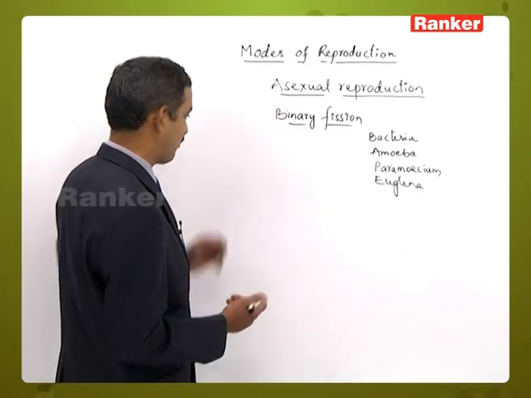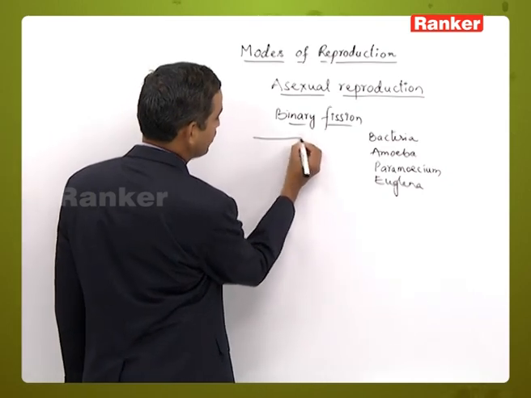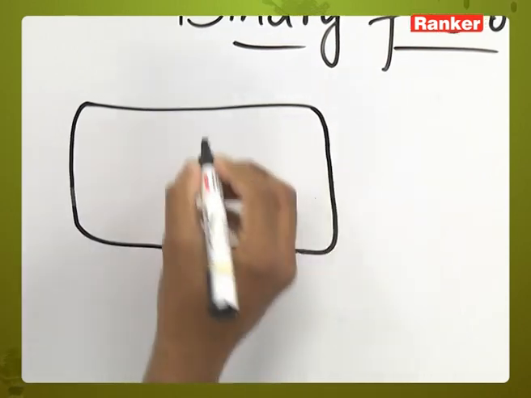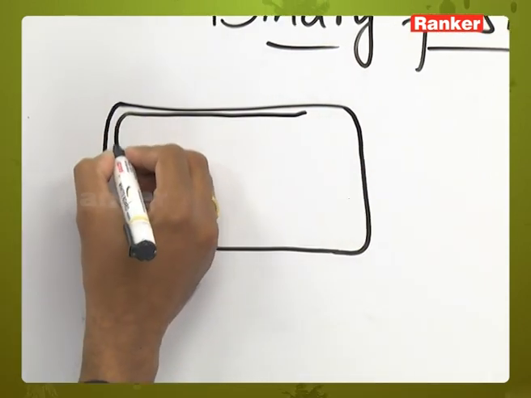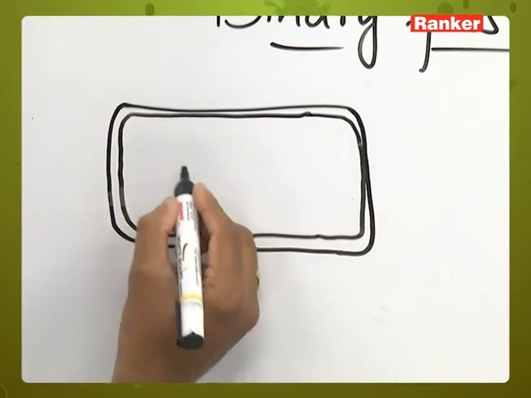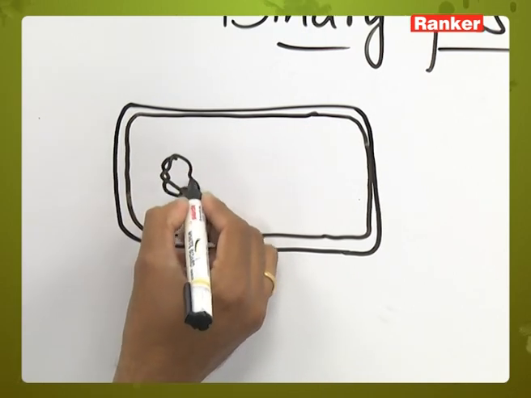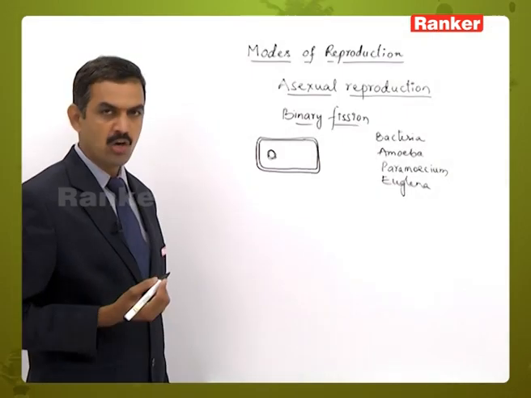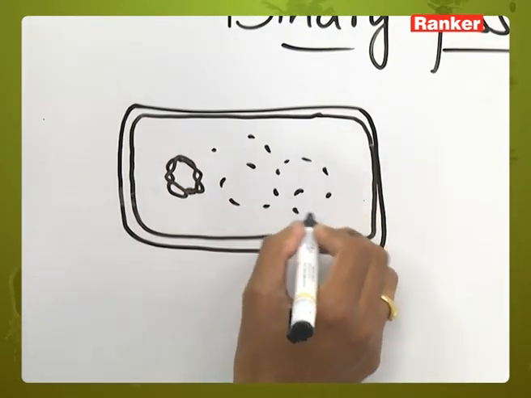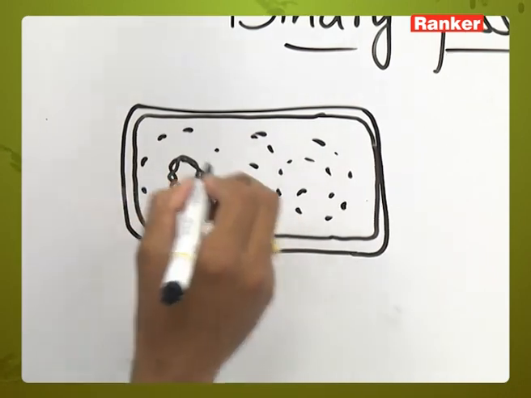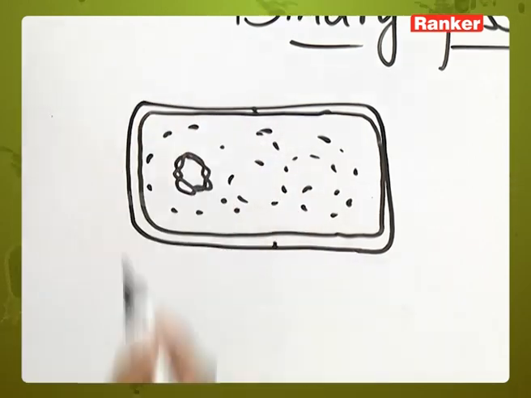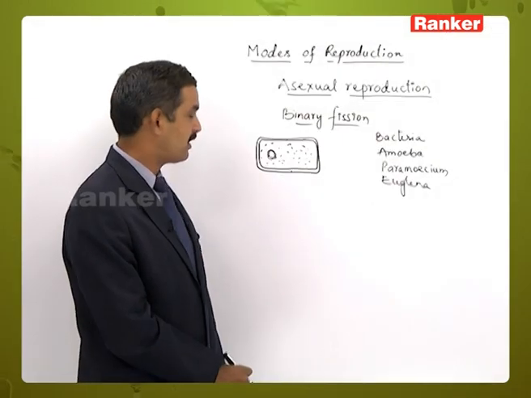Let us take the example of bacteria here. Bacteria is a unicellular organism which contains a cell wall and plasma membrane. Inside the plasma membrane is the nuclear material, the nucleoid, because it is a prokaryotic organism, along with different types of cell constituents. First, a small constriction will develop in the middle of the cell on the outer side.